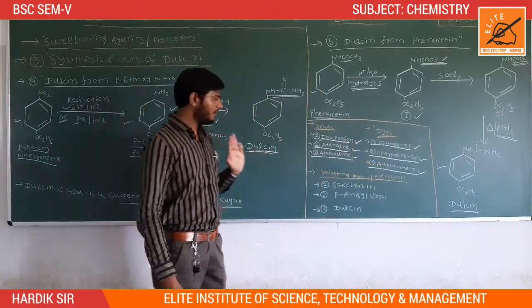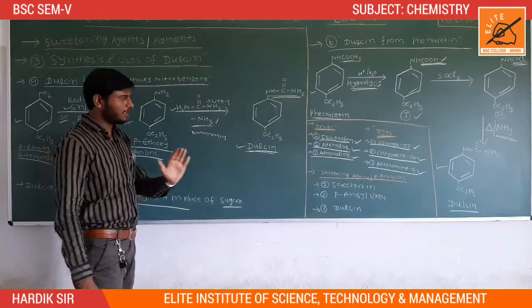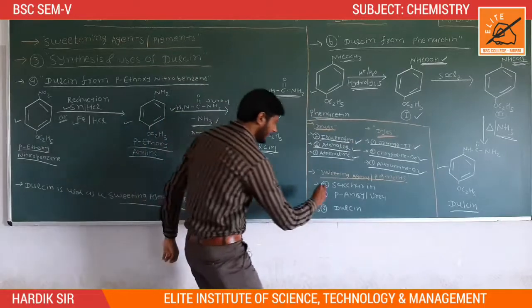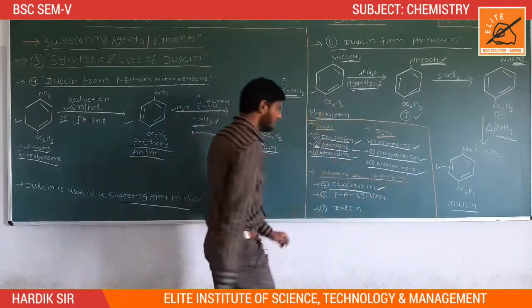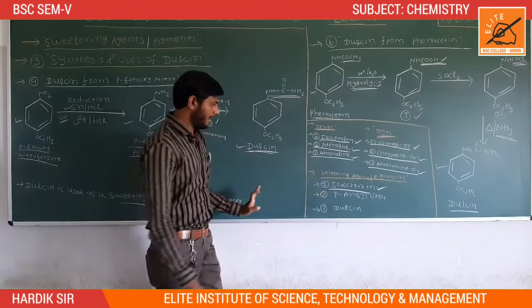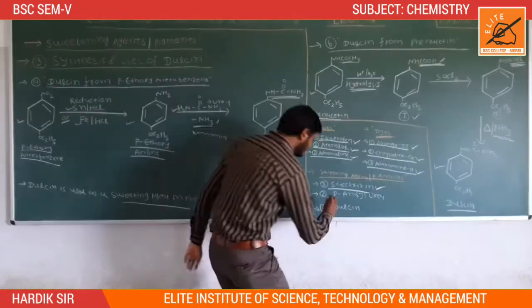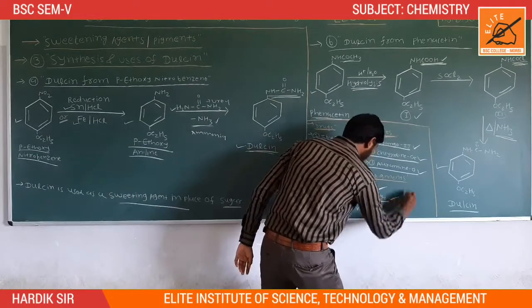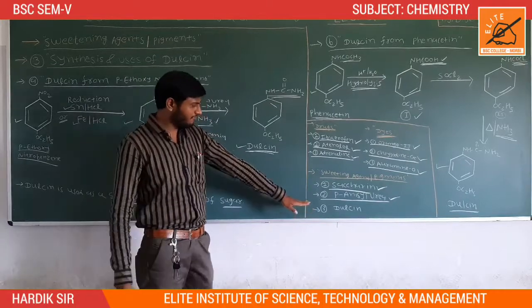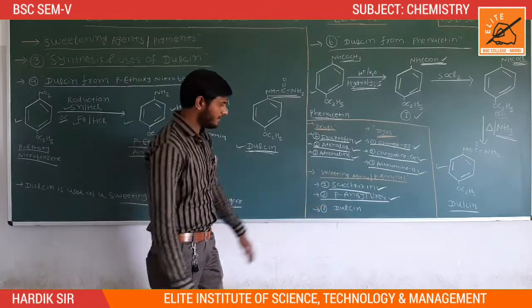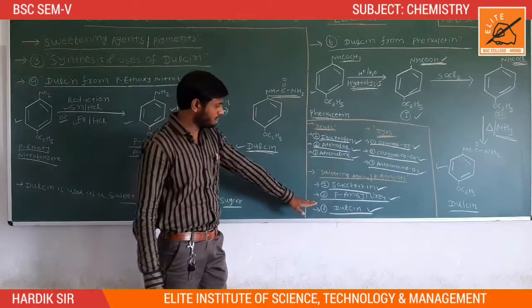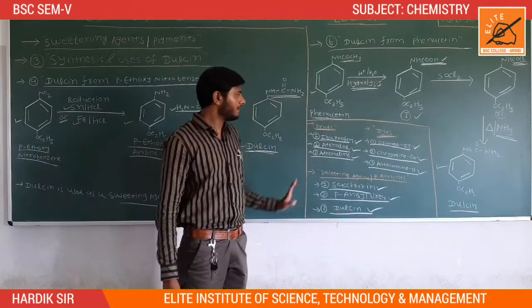And finally today we have learned about the sweetening agents. Our first sweetening agent is saccharin. We have studied the synthesis and uses of saccharin, and the second sweetening agent is P-N-acyl urea. And finally, our final sweetening agent is dulcin. We have studied the synthesis and uses of dulcin.